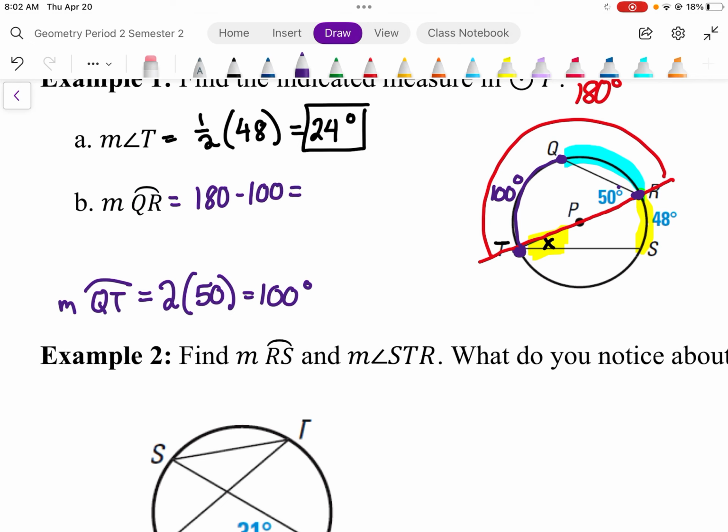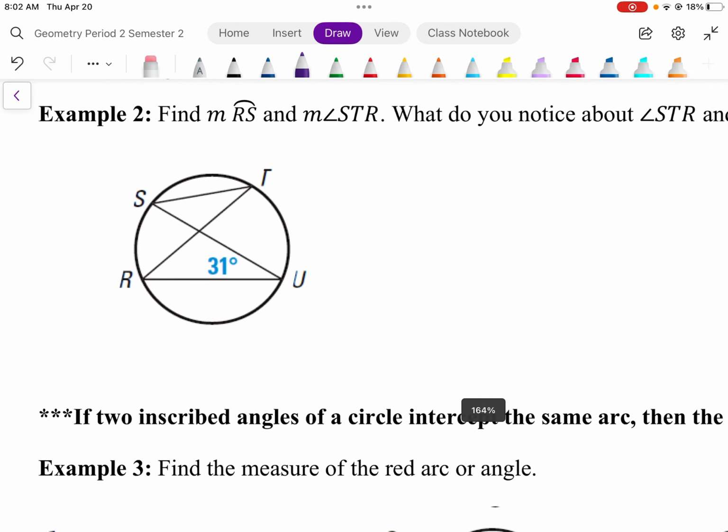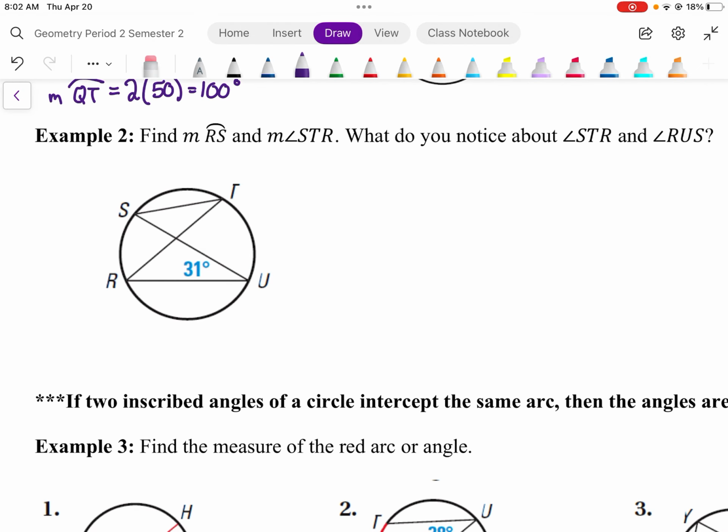And that's going to give us our measure of 80 degrees. Remember, arcs are the portion of the curved part of the circle, and they are also measured in degrees. Our next one, they want us to find the measure of arc RS and then the measure of angle STR.